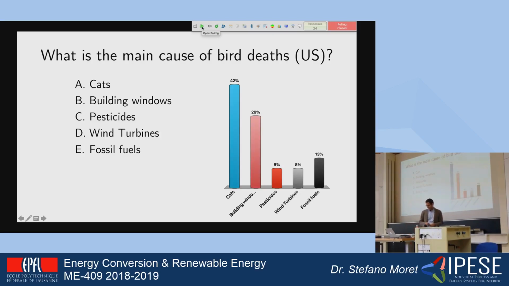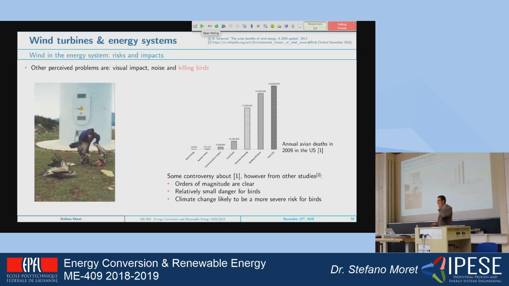Okay, so actually you're right. Cats, according to these statistics that I found, are the biggest cause of avian deaths in the US today. Apparently, looking at Facebook and Instagram, people seem to like cats more than wind turbines. Anyway, this study was published in 2009, which was a bit provocative. It was called the avian benefits of wind energy. I would say that there is some controversy about this study.